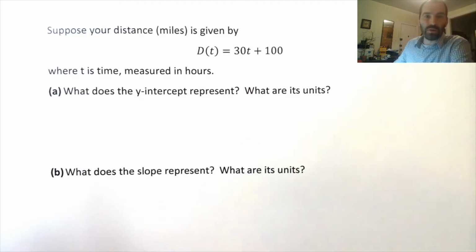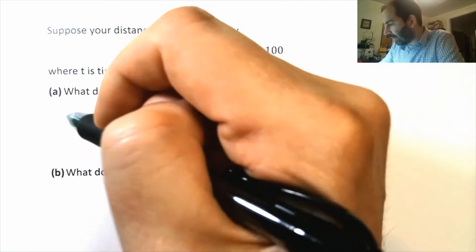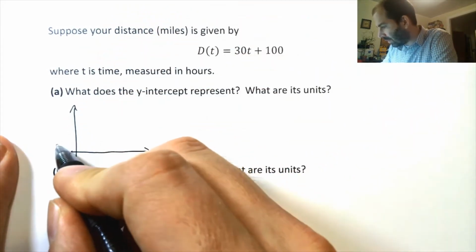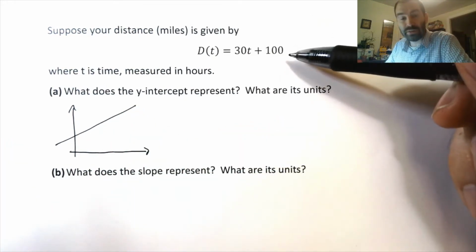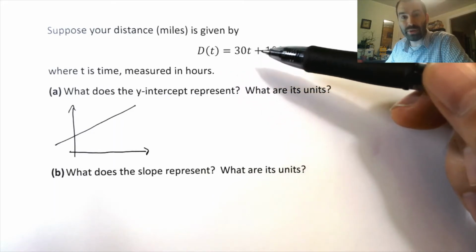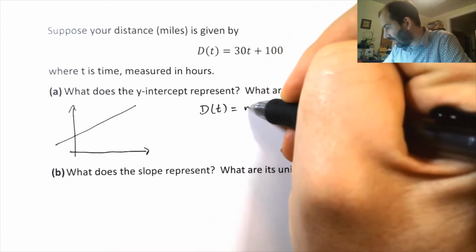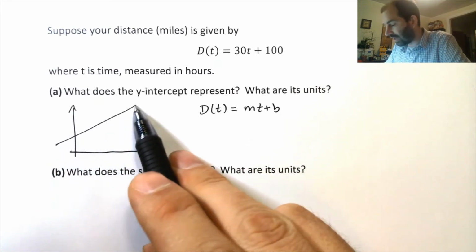Okay, so what does the y-intercept for this function represent? Well, remember how we get the y-intercept. If I were to graph this function, first of all, it's a linear function, right? It's in the form mt plus b. D of t is in the form mt plus b, so it's a linear function. So I can draw its graph as a straight line.